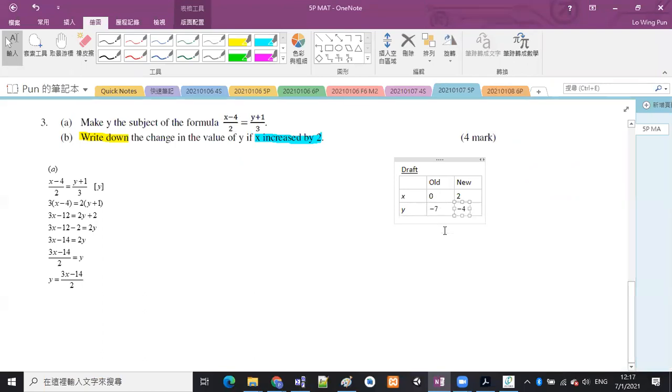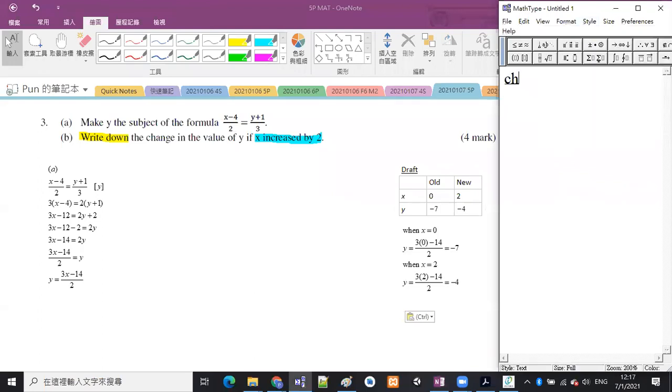Can you get this? These are all draft work. Next, they ask for the change in the value of y. Change in value of y is equal to new y minus old y. Our new y is negative 4 minus old y, and our old y is negative 7. Then you just use the calculator. It is equal to 3. So the change in the value of y is equal to 3.